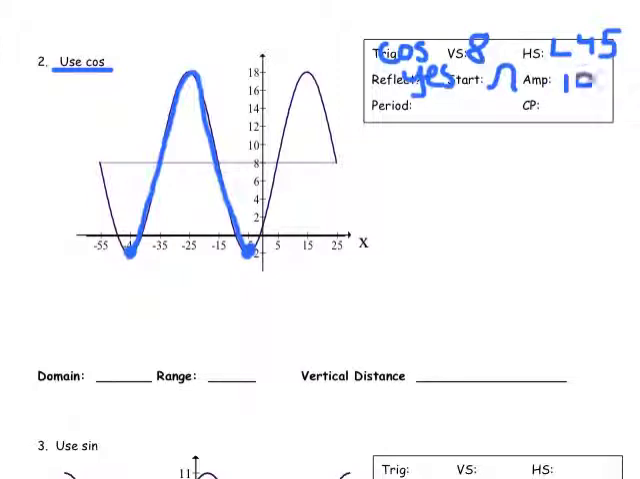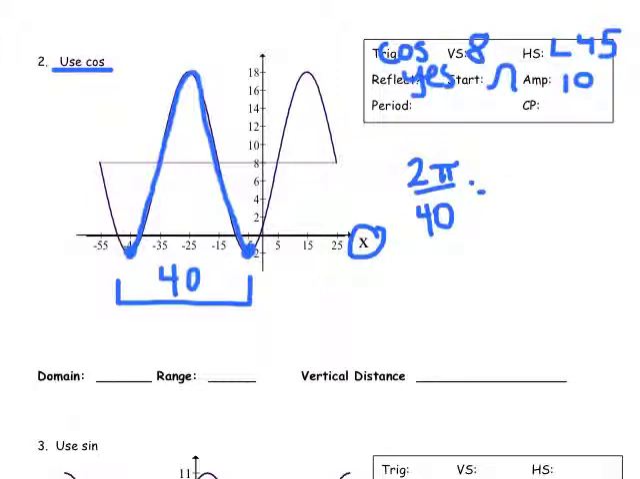Our amplitude is 10. Our period from here to here. So if this is negative 45 and this is negative 5, that's 40 away. Well, that's good and fine, but that 40 is not what belongs in the equation. Let's see, I see an x here. So this is in radians. So 2 pi over 40 is pi over 20. This is what's going to go in the equation. So that's the b value. And who cares about the critical points, because that's not what's important right now.